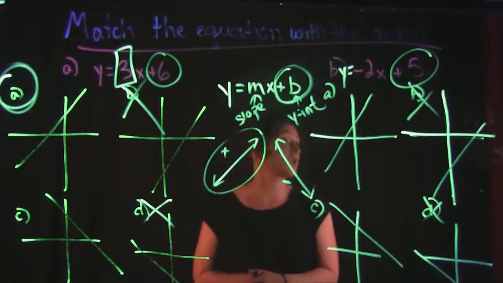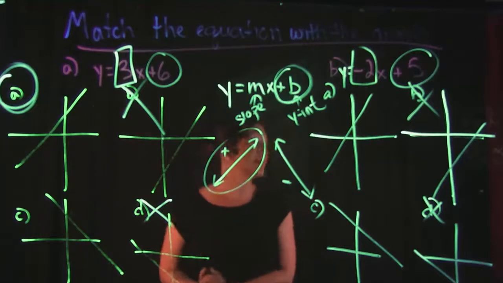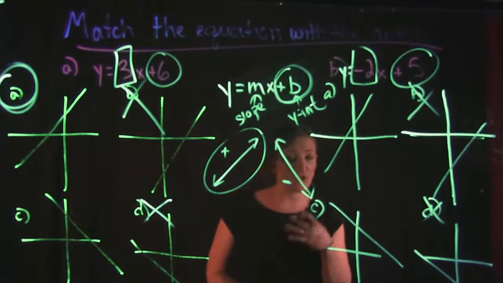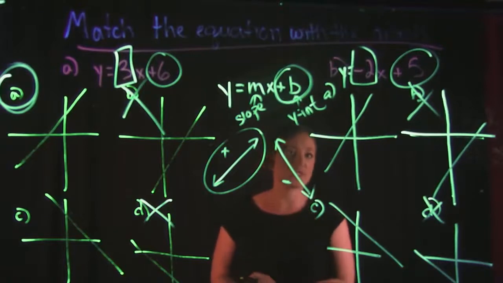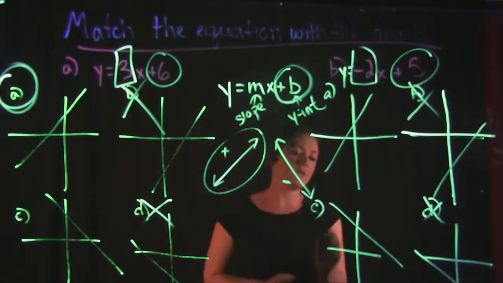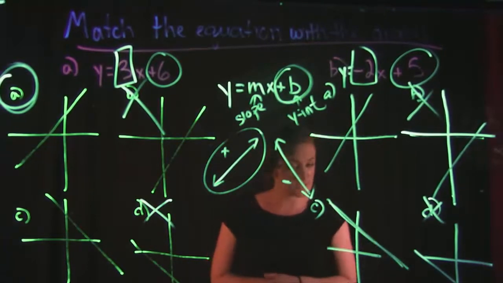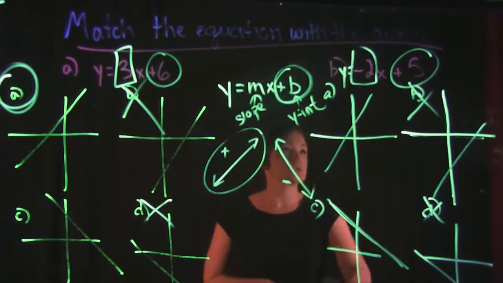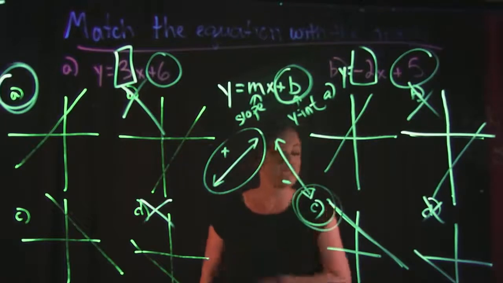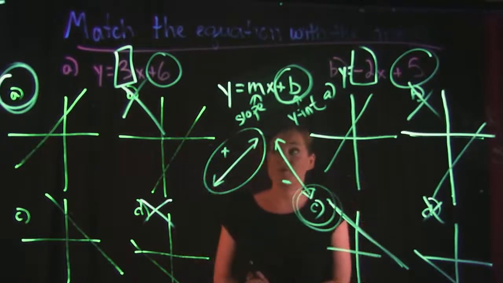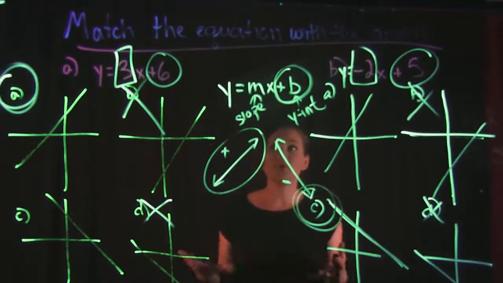Now, when I look at my slope, here it says a negative 2x. So my slope is negative. Negative slope is going downhill, downstairs. Out of A and C, C is the one that's looking like it's going down. So since it crosses at a positive 5 and has a negative slope, C would be the best match for that particular equation. So you can use that process again.